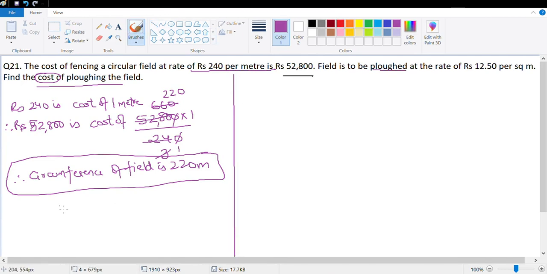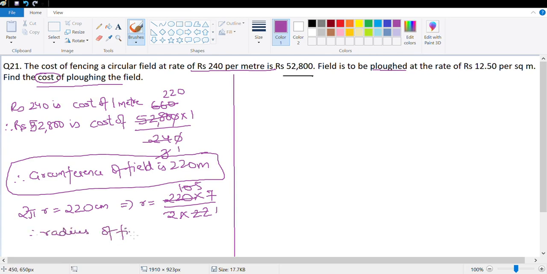This circumference should help us find the radius. So 2 pi r is equal to 220 meter, which means r would be equal to 220 into 7 upon 2 into 22. 22 1, 22 10, 2 1, 2 5. Therefore, radius of field is 35 meter. 5 into 7, that's 35. So I've got now the radius.